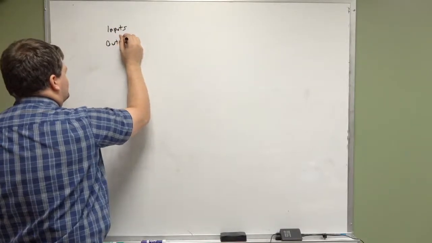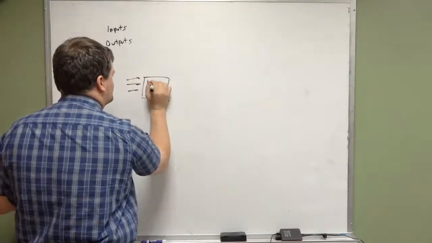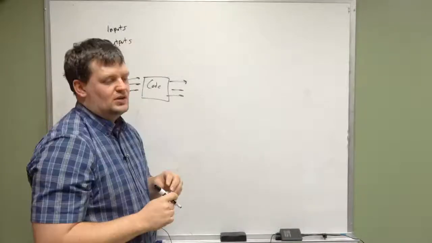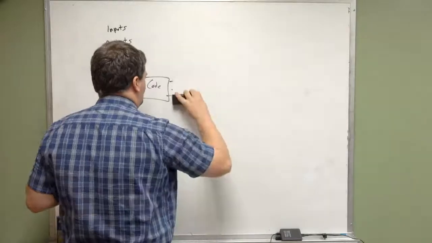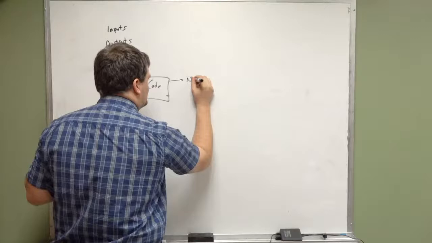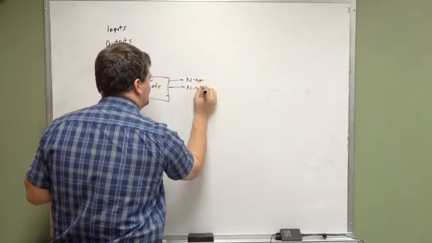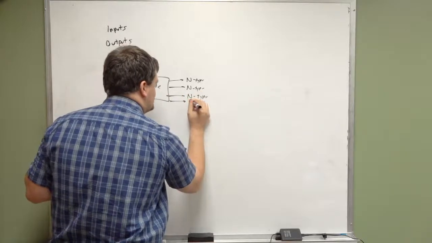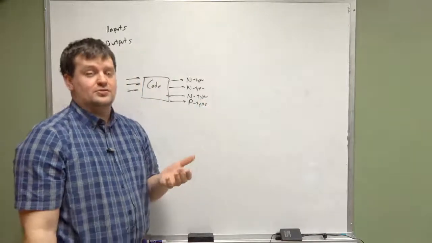Okay? Ultimately, you can look at this box as if here's your code, you have a number of inputs, and you have a number of outputs. The outputs from your code, you have 4 of them. One of them goes to an N-type MOSFET, one of them goes to another N-type MOSFET, one of them goes to another N-type MOSFET, and one of them goes to your P-type MOSFET. You have 4 outputs from your code.